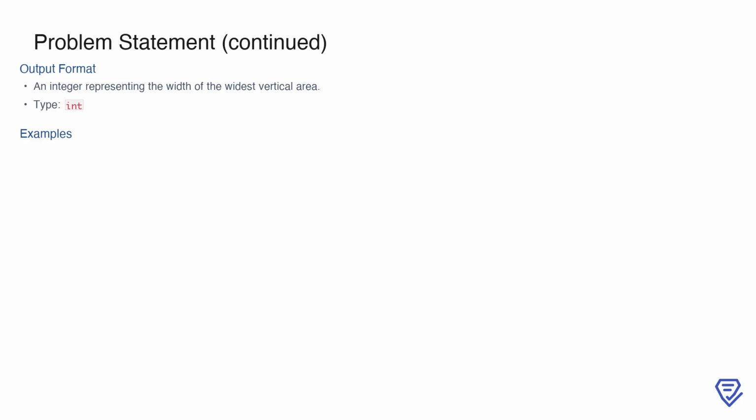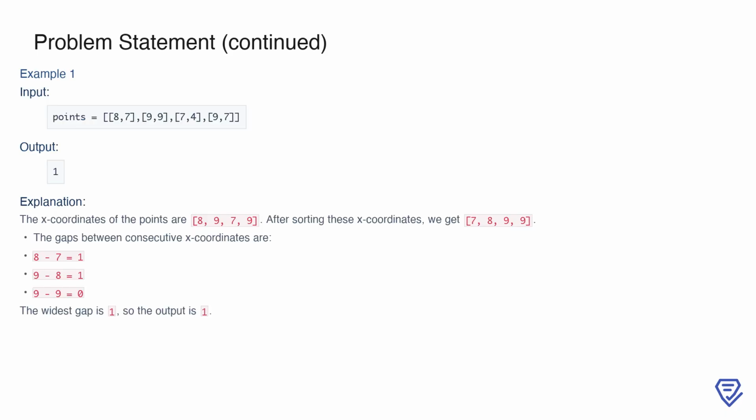A vertical area is defined by the space between two vertical lines, and its width is simply the absolute difference between the x-coordinates of the two lines. Let's look at an example to clarify.